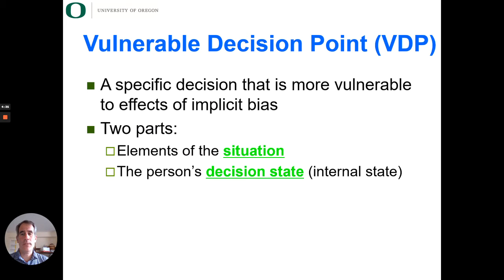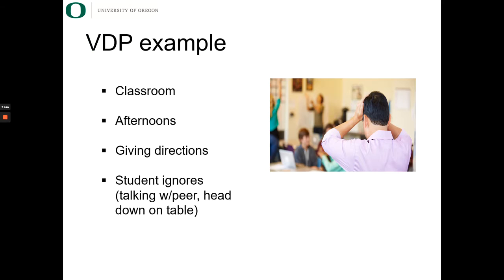I'll start with this idea of the vulnerable decision point. A vulnerable decision point is a specific decision you may encounter in which you're more vulnerable to the effects of implicit bias. It has two parts: one is the situation, and two is a decision state or an internal state you may be experiencing. And I want to illustrate this with a personal example.